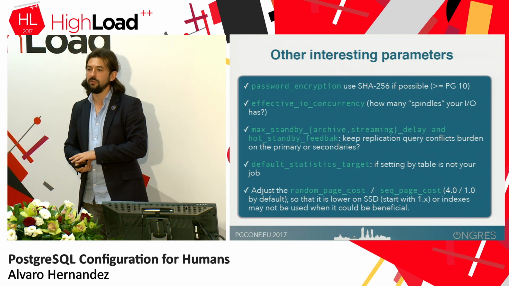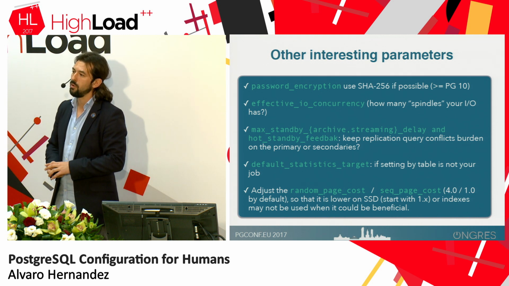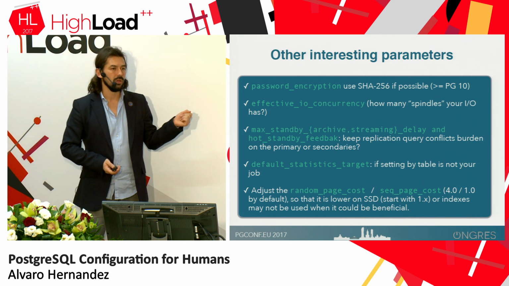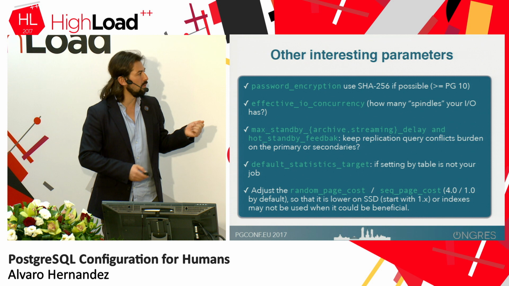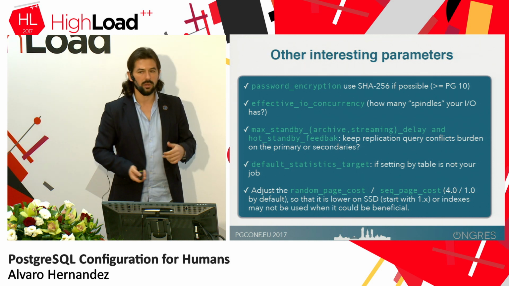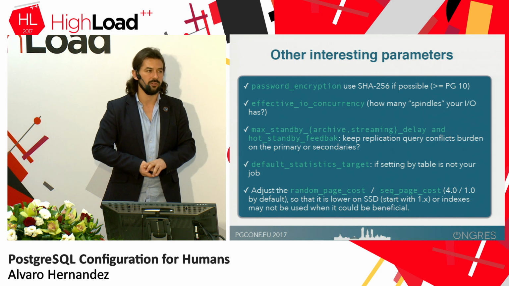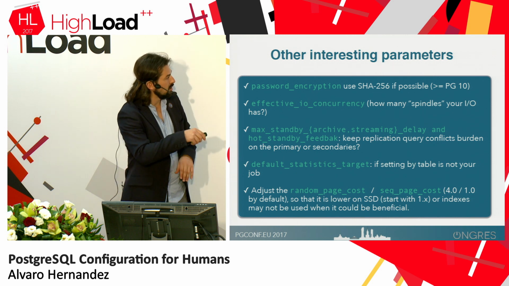The default statistics target. The statistics are used in Postgres to compute optimal query plans. By default, it computes 100 values per table. You may want to raise this number for some heavily used tables or big tables where you want the quality of the planning statistics to be higher, but you can change it per table.